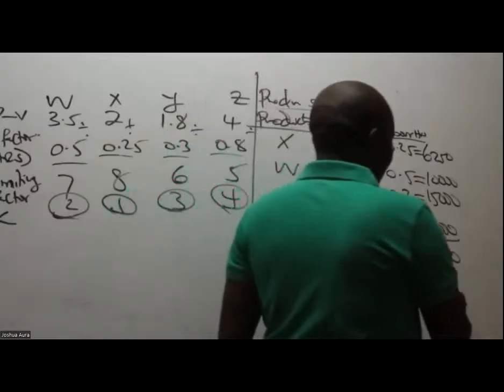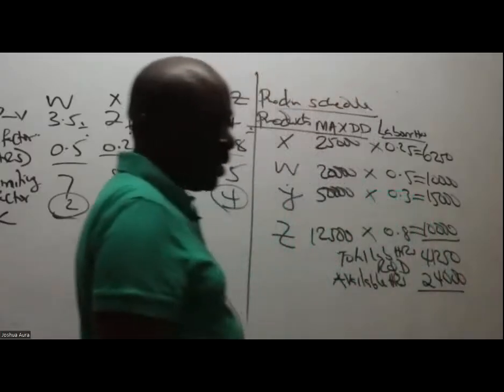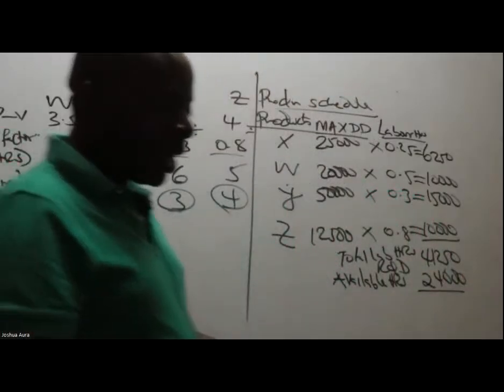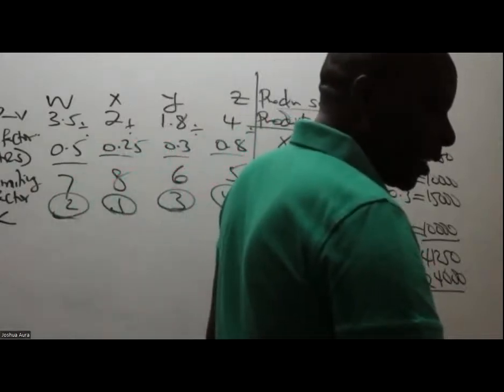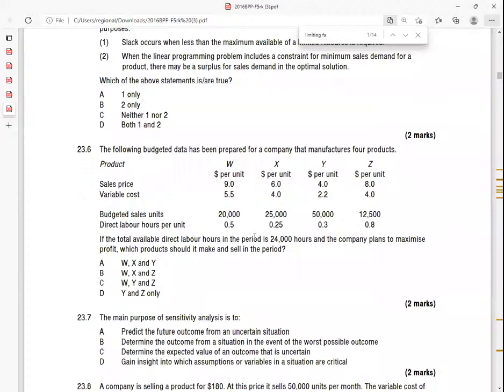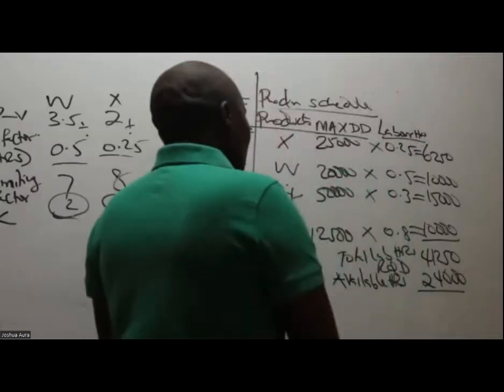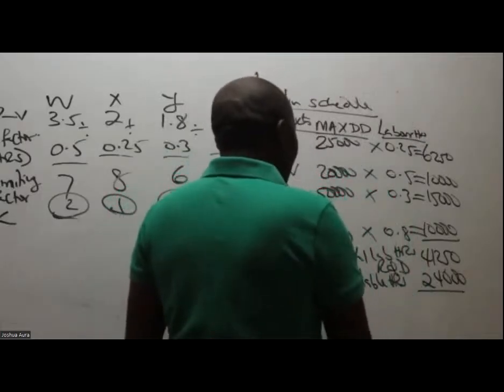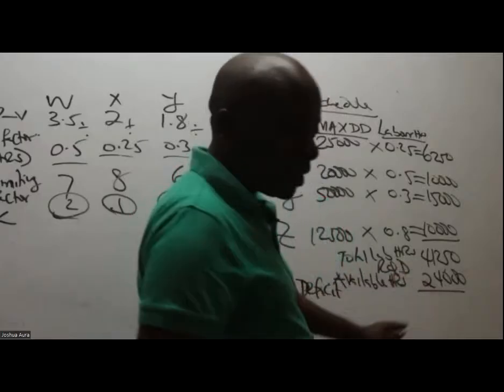Yes, 24,000. So having gotten that 24,000, what do you think will be the next thing to be done? 24,000 hours, we have gotten them from here. Available hours at 24,000. So somebody has been able to pinpoint that the next thing will be for us to get the deficit. And they have even gone ahead to give me the deficit hours. So you subtract, what are we getting here?